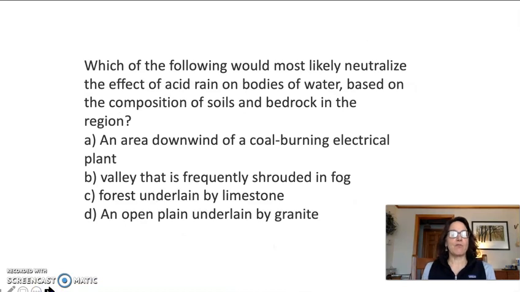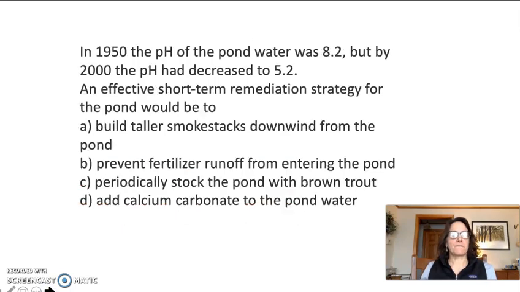I think we have one or two more. Which of the following would most likely neutralize the effect of acid rain on bodies of water? Again, even though you're not going to have multiple choice on the exam, they could present a scenario to you about acid rain and ask you to present and justify a solution. And we have that forest underlaid by limestone.